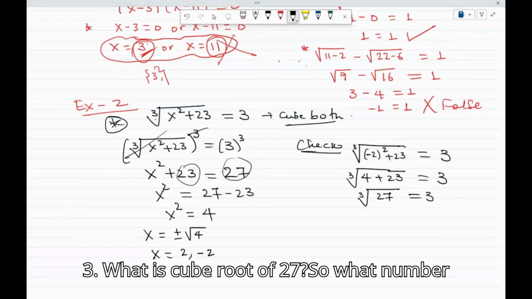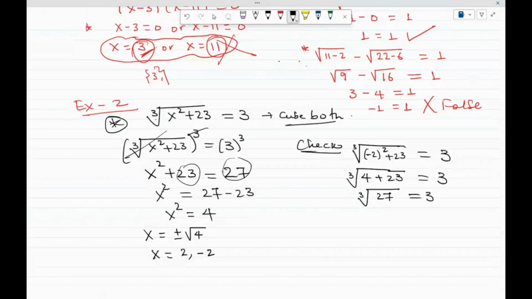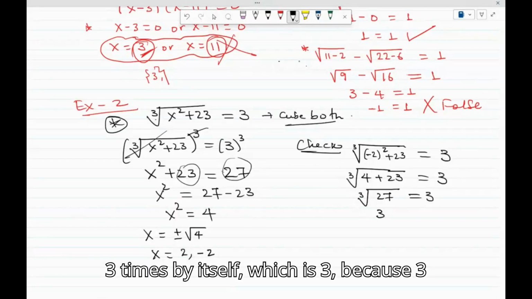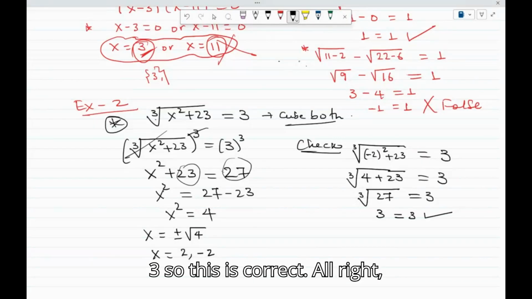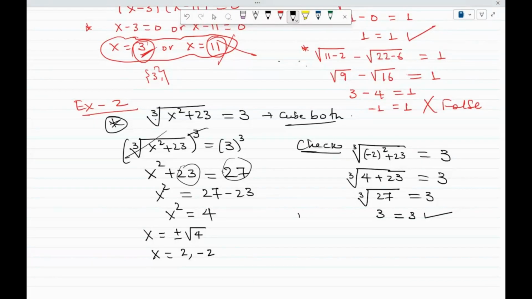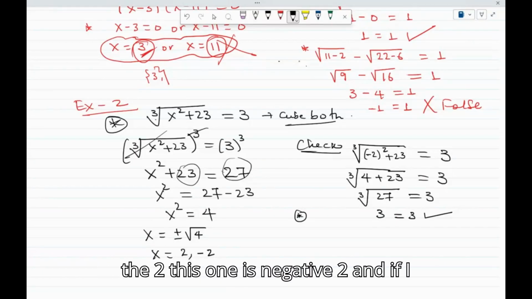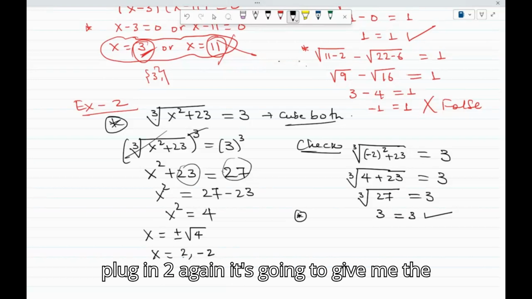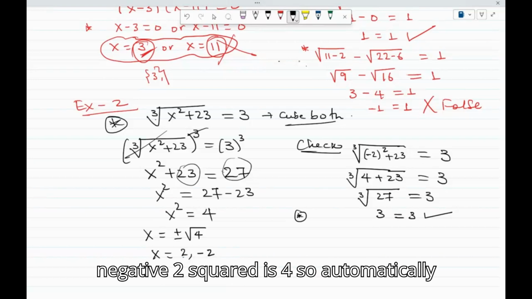What is the cube root of 27? What number gives me 27 when I multiply it by itself three times? That is 3, because 3 times 3 times 3 is 27. 3 is equal to 3, so this is correct. If I check the next number, 2, and plug in 2, it is going to give me the same number, because 2 squared is 4, and negative 2 squared is 4.